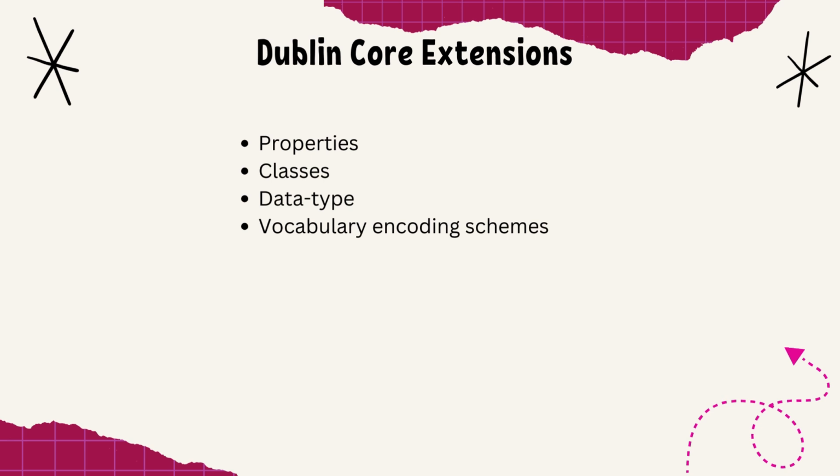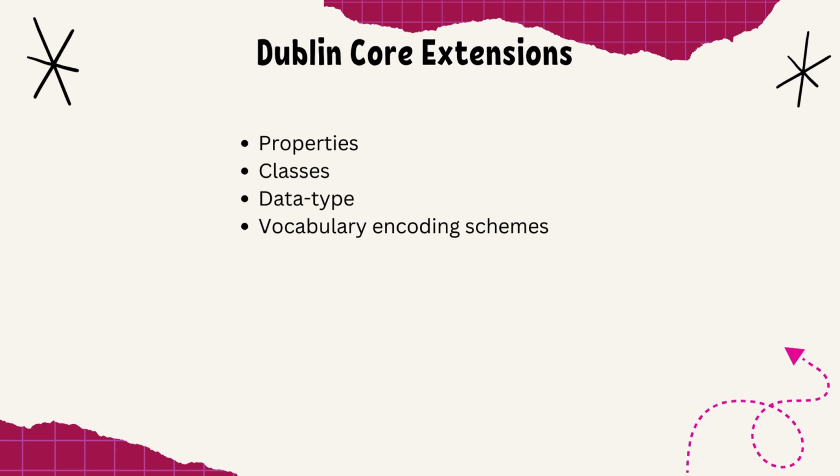Properties can be used to capture detailed metadata about a resource. For example, the date property can be refined to date created or date modified if we're looking towards a digital version, to provide specific information about different dates related to the resource. Classes in Dublin Core are categories or types of resources. They help in classifying resources into specific groups based on their nature or characteristics. This classification allows for better organization and discovery of resources. Classes are used to specify what kind of resource is being described, such as text, image, sound, or dataset.